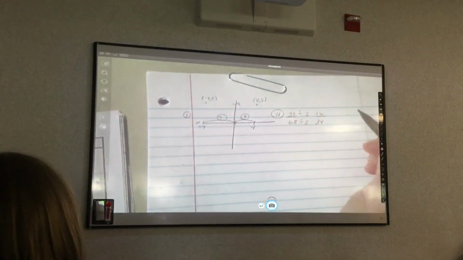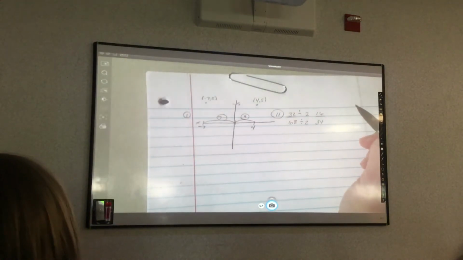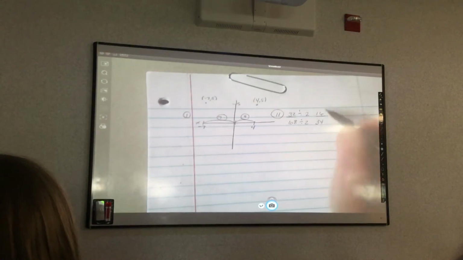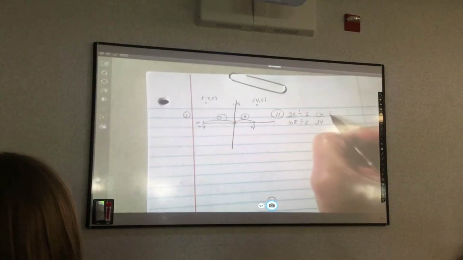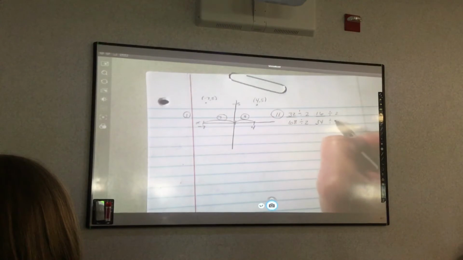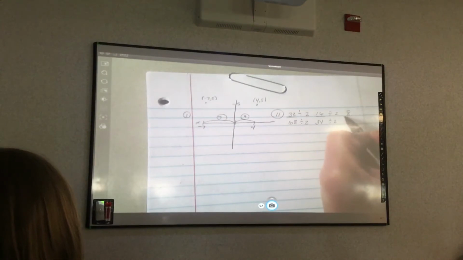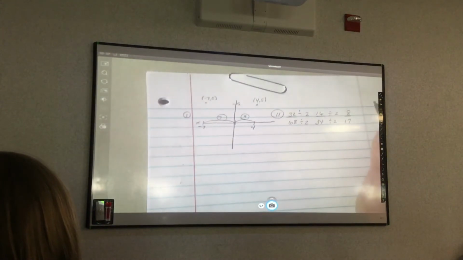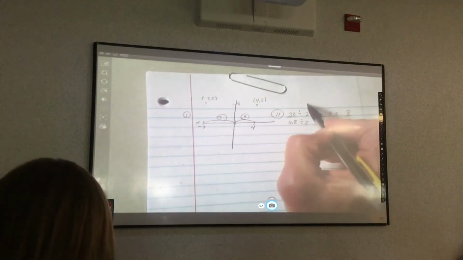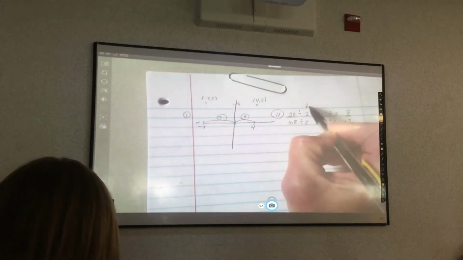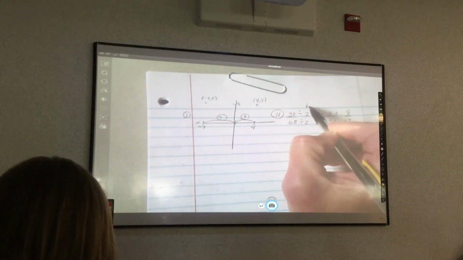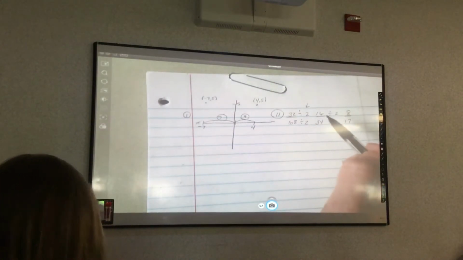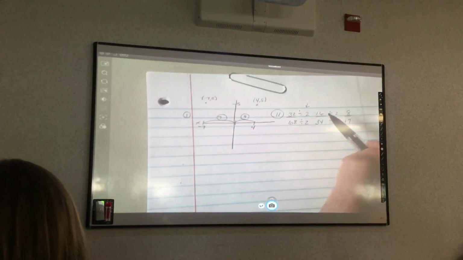16/34, right? But 16 and 34 are still even. So I'll need to reduce it again by 2. And I would get 8/17. So I could have started right here. Instead of dividing it by 2, I would have divided it by 4. That's what I would do. You want to divide by the greatest common factor.